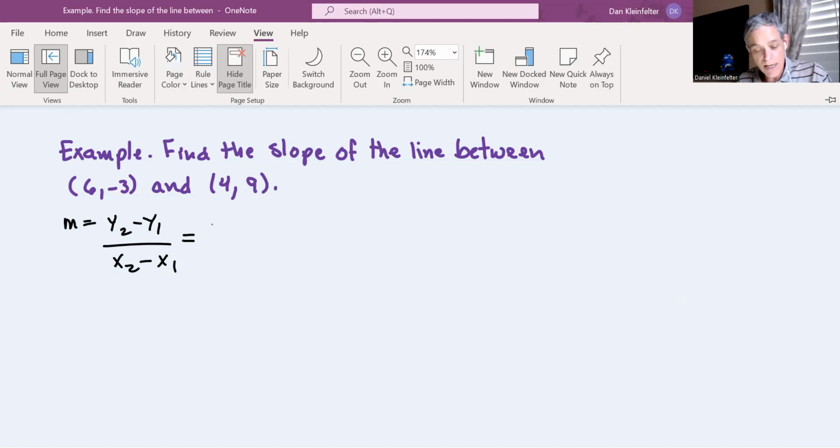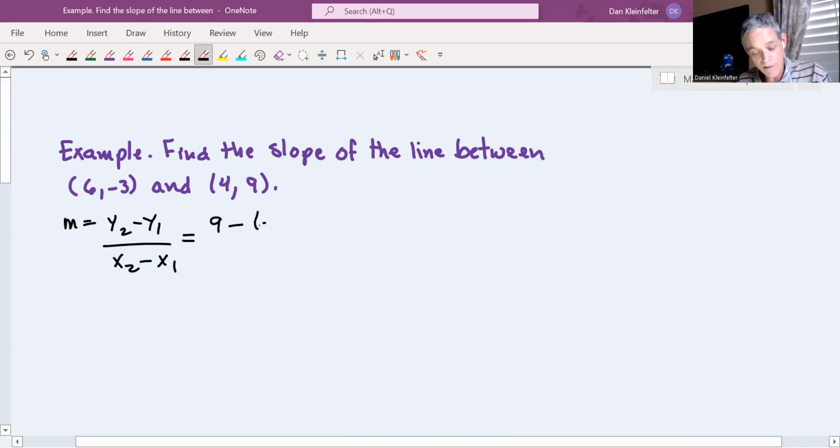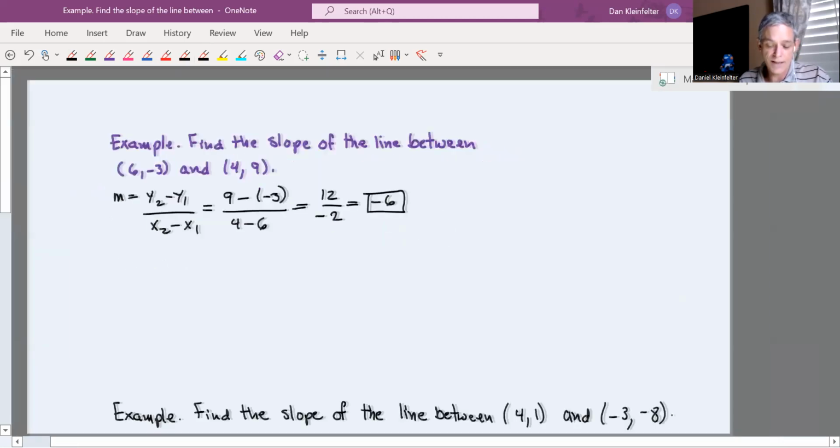So let's say 9 minus negative 3. You've got to be careful with double negatives. And then 4 minus 6. 9 minus negative 3 is 12. And then 4 minus 6 is negative 2. Okay, 12 divided by negative 2 is negative 6. So the slope there is negative 6.